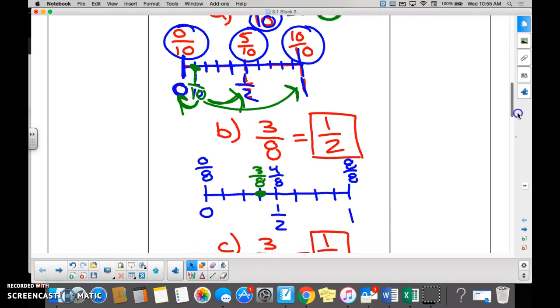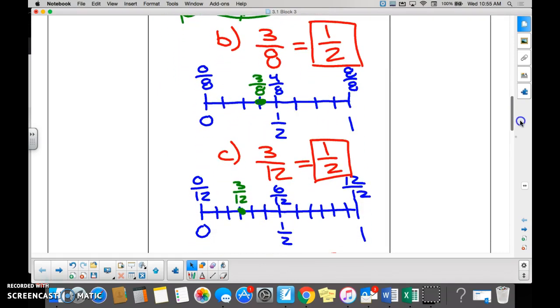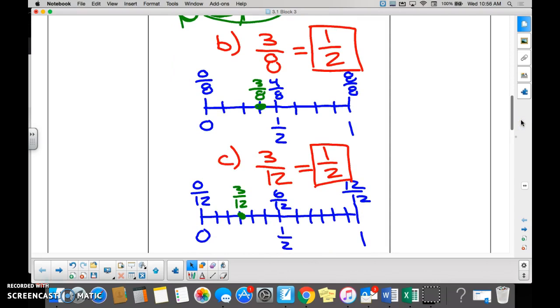Sliding down to letter B, you have another example of this. I'm not going to talk about that one. Letter C, you have another example. But on letter C, this is a very important one, we ended up in the middle. We ended up in the middle of 0 and 1/2. And you guys told me the answer was 1/2. Why did we go to 1/2? Luke, why did we go to 1/2?